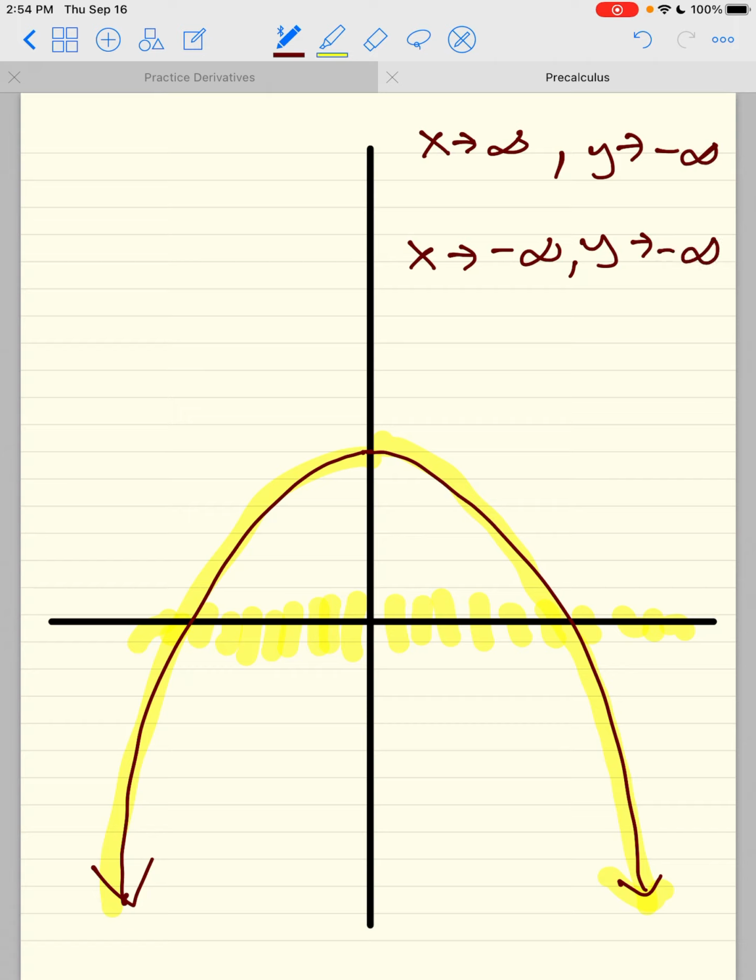So that's how you could tell graphically about end behavior. Okay? So that's going to be one video, and I'm going to leave it at that and come back for the next video for lesson 2.